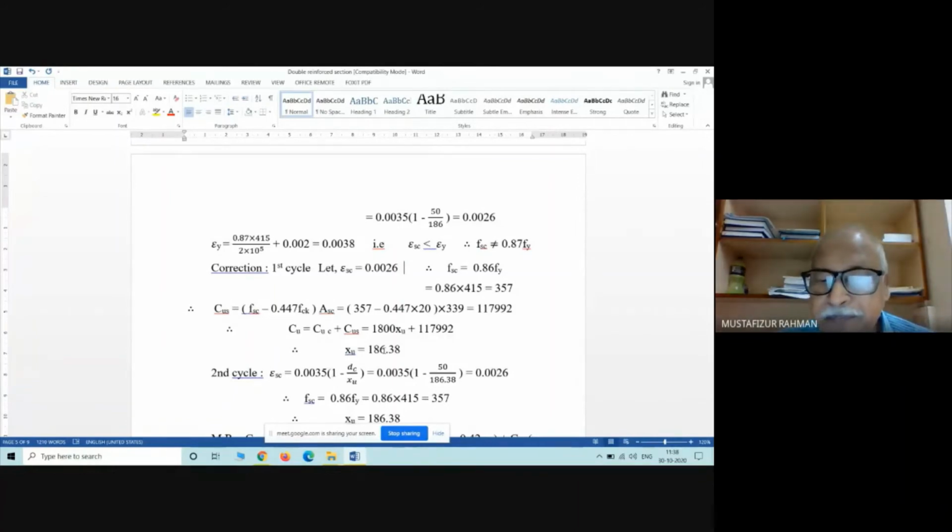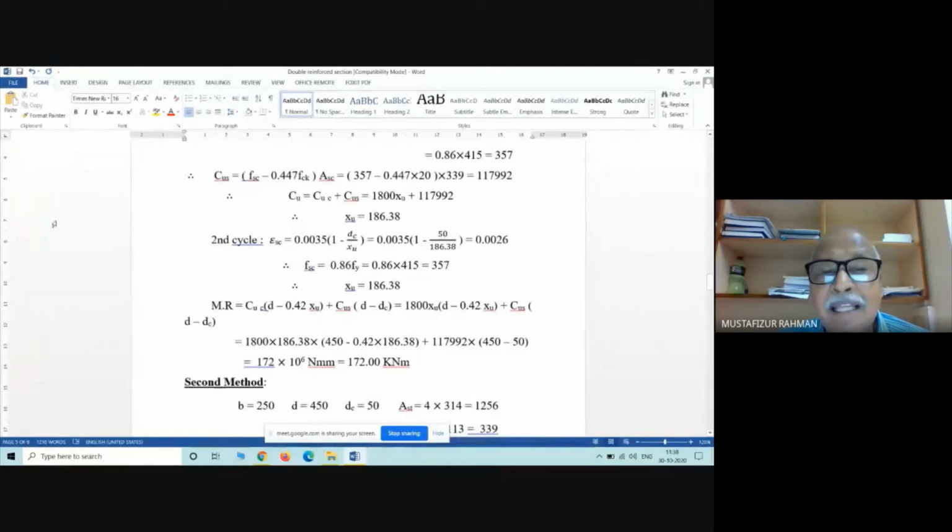Now again, the same procedure. In the second cycle, epsilon SC is dictating. You see it is almost the same value, 0.0026, previously also 0.0026. The same value is coming, which means it is correct. This part is with respect to concrete, and this part with respect to compression steel. Cuc into d minus 0.42 xu is the expression we utilized for the singly reinforced section.